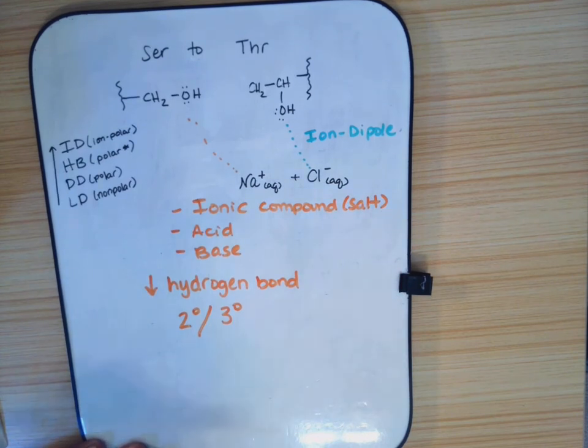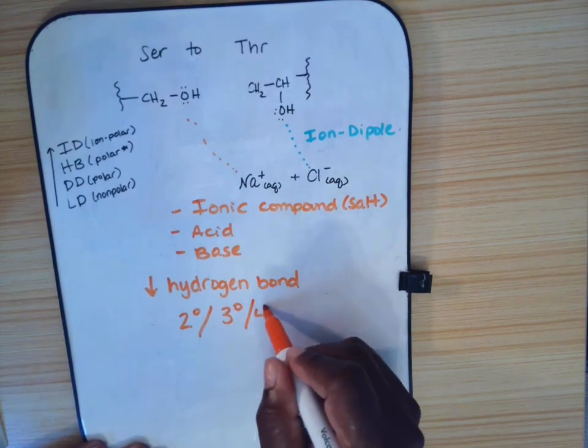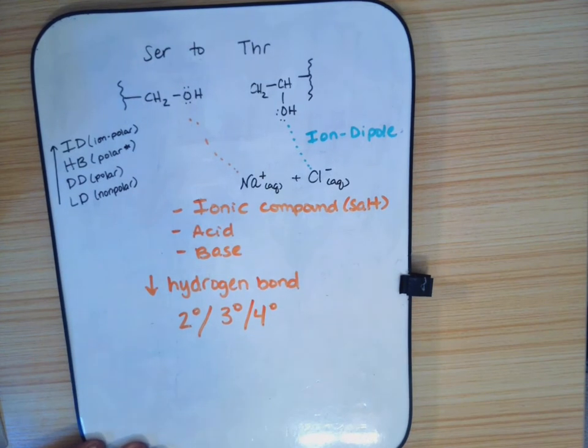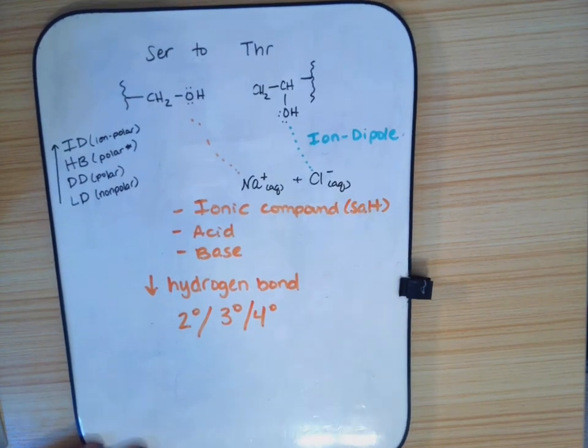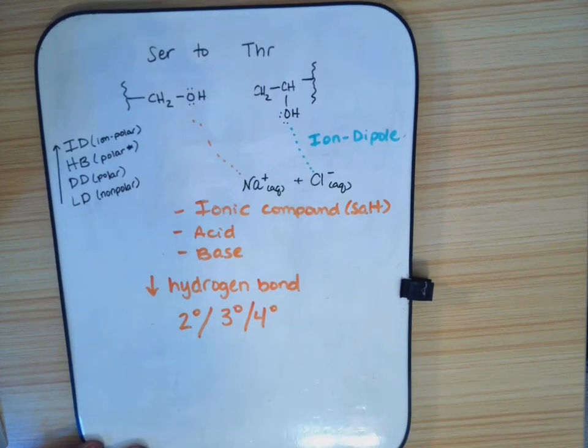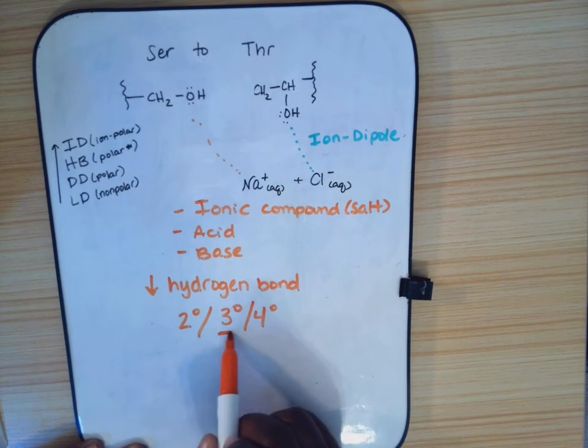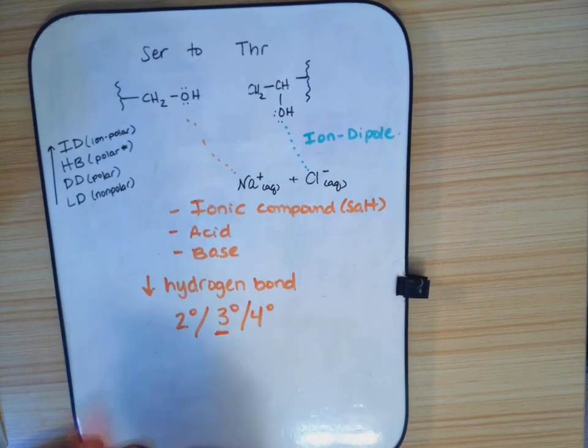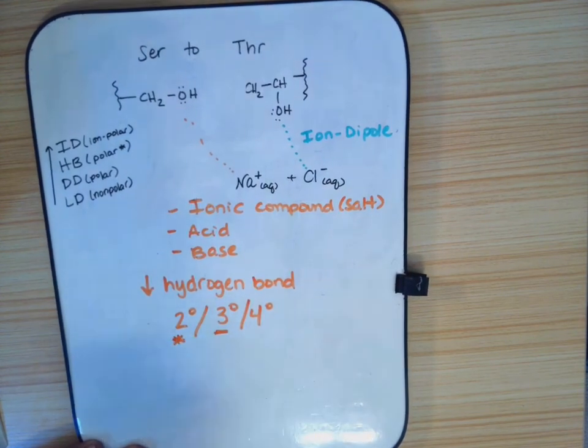If the protein has a quaternary level, it will also be disrupted. The only thing that does not change by adding that ionic compound, the acid or the base, is the primary level. The primary level of protein structure will never change by simple denaturation. The tertiary level will always change. The secondary level may or may not change.